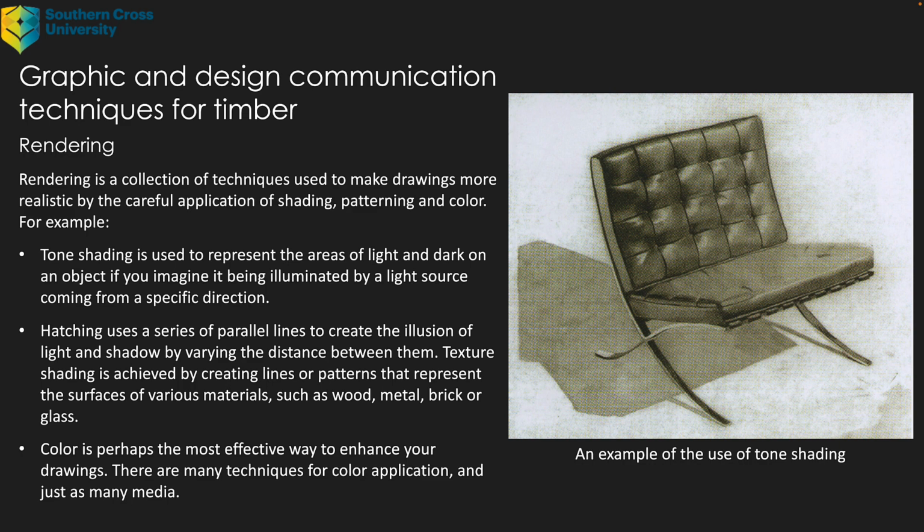So for example, there's a few different techniques here. Tone shading is used to represent the areas of light and dark on an object if you imagine it being illuminated by a light source coming from a specific direction. Hatching uses a series of parallel lines to create the illusion of light and shadow by varying the distance between them. Texture shading is achieved by creating lines or patterns that represent the surfaces of various materials, such as wood, metal, brick, or glass.